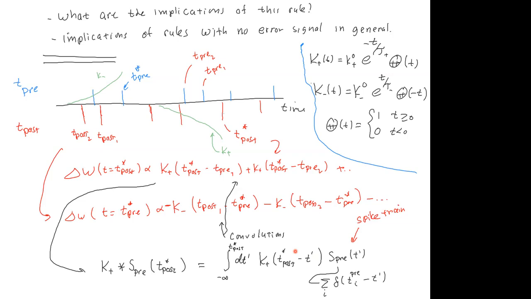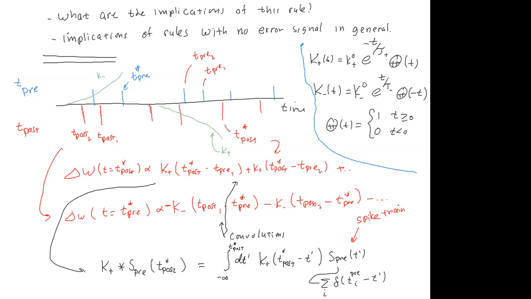And what that means is we can write what happens to the weights in a very convenient form. We can write tau dw dt equals the sum on I of delta of t minus t post, postsynaptic spike I, and then K plus star S pre of t. Okay, and that is just shorthand for this term. This is the time of a postsynaptic spike, you get a kick.